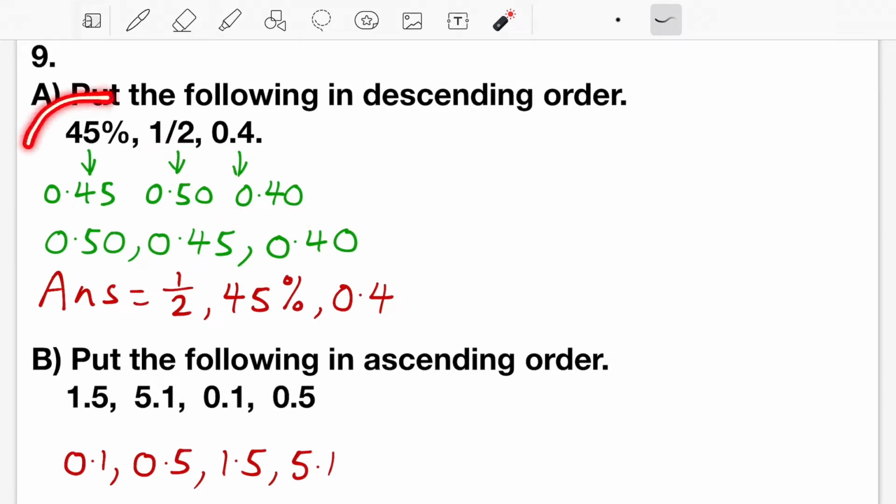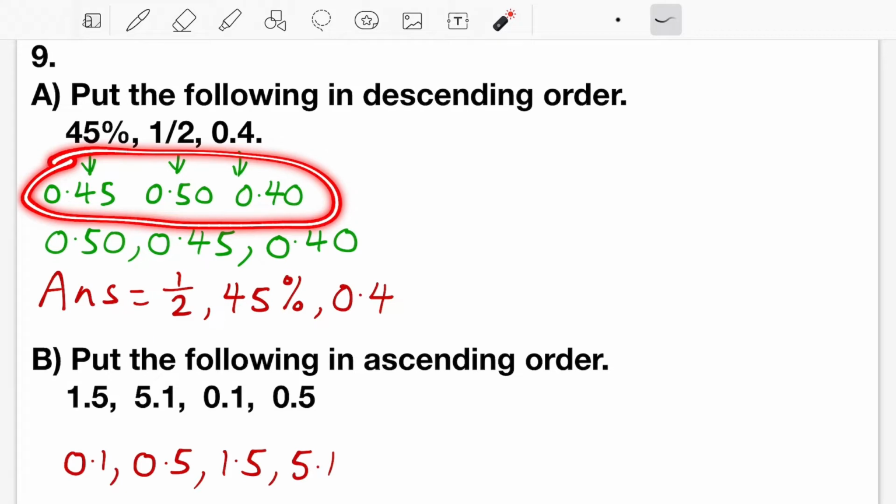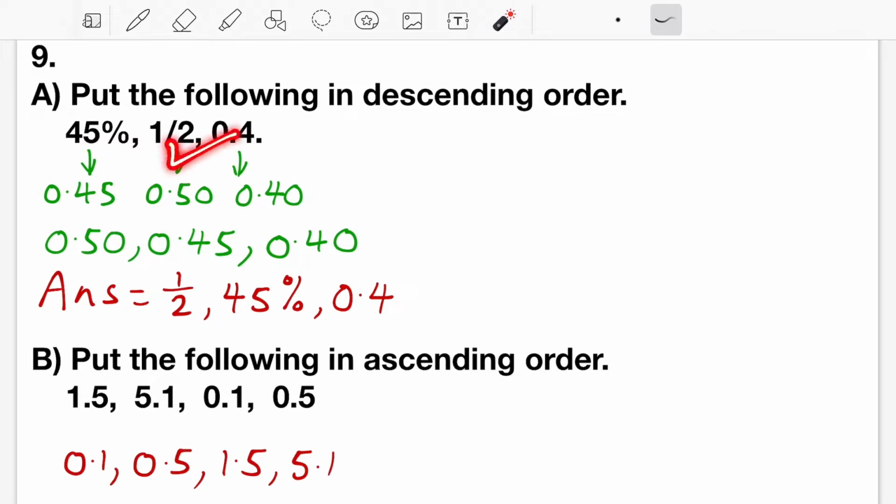So since this first one here has 2 decimal places, we put the rest of them as 2 decimal places. So we just added a 0 here, and we added a 0 here. Adding a 0 at the end of a decimal number doesn't change the value of the number. So now we can look at these and compare them. So we know that descending order is biggest to smallest. So it would be this, then this, then this. And then we have to put back the answer in its original form. So that would be half, then 45%, then 0.4.